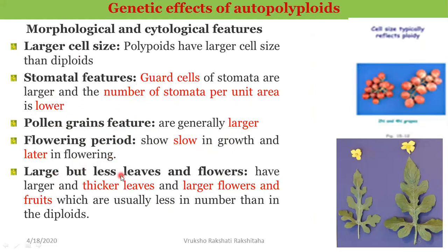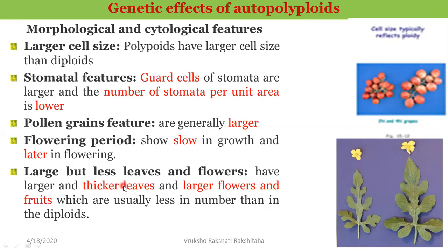And what about the size of the leaves and the flowers? So you can see over here in the pic, this is a diploid, whereas this is the autopolyploid: the flower of a diploid and the flower of the autopolyploid. So these are smaller in size, whereas these are larger in size.